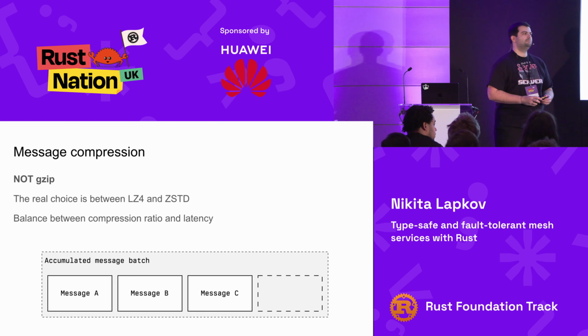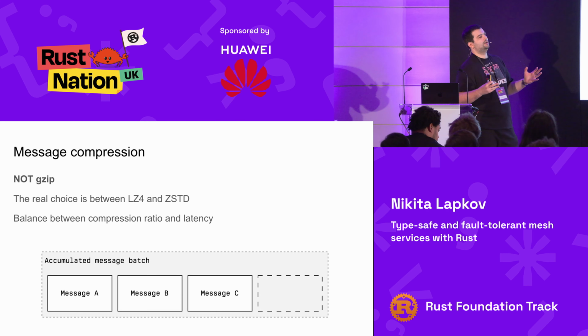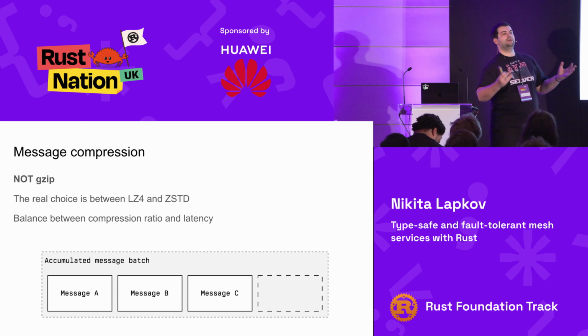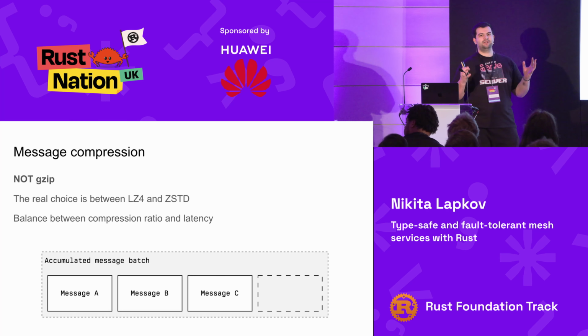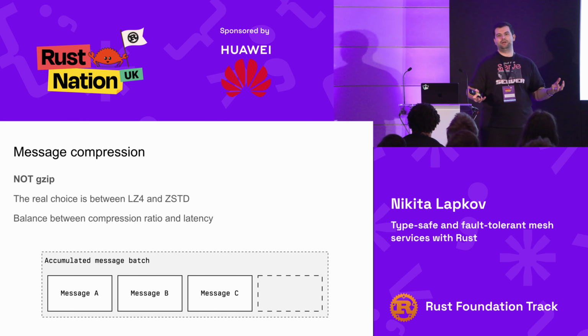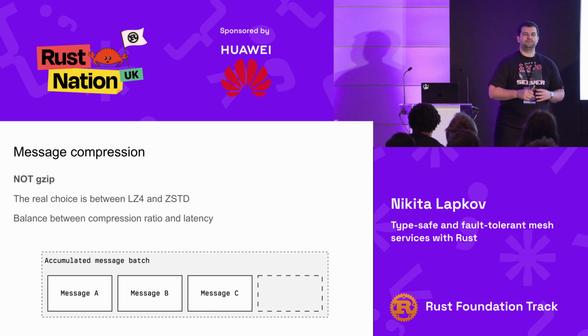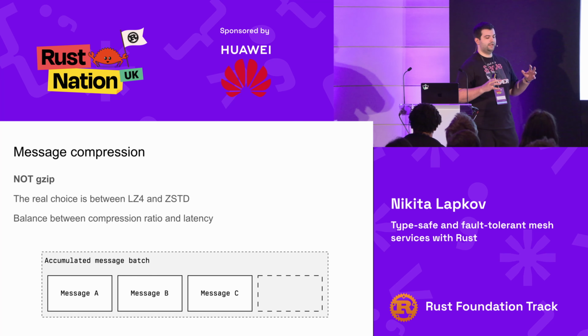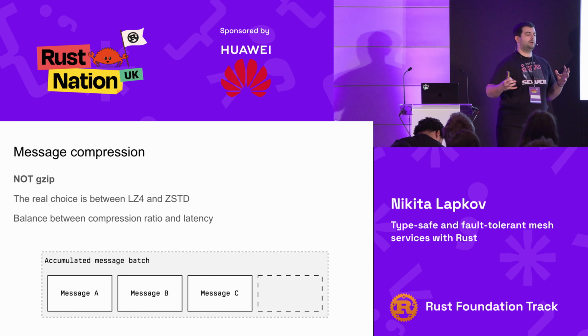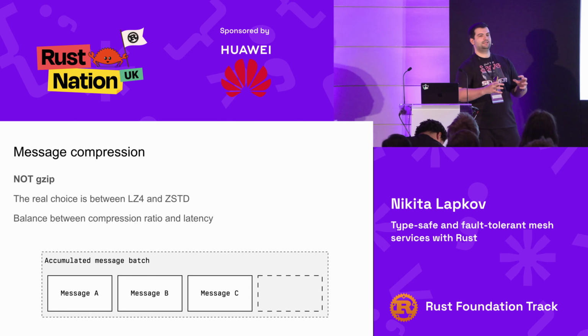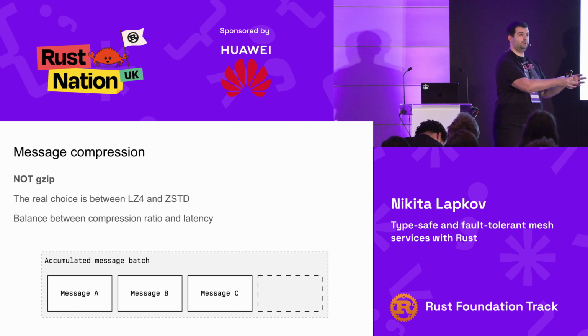The way the compression is implemented is that we buffer messages until some condition is met. If we just take a single message and compress it with LZ4, we won't get much of a compression ratio. The algorithm needs more data to work efficiently. So we accumulate messages in a message batch for some time, then we compress the whole thing with LZ4 and send it as one big blob of data over the wire.